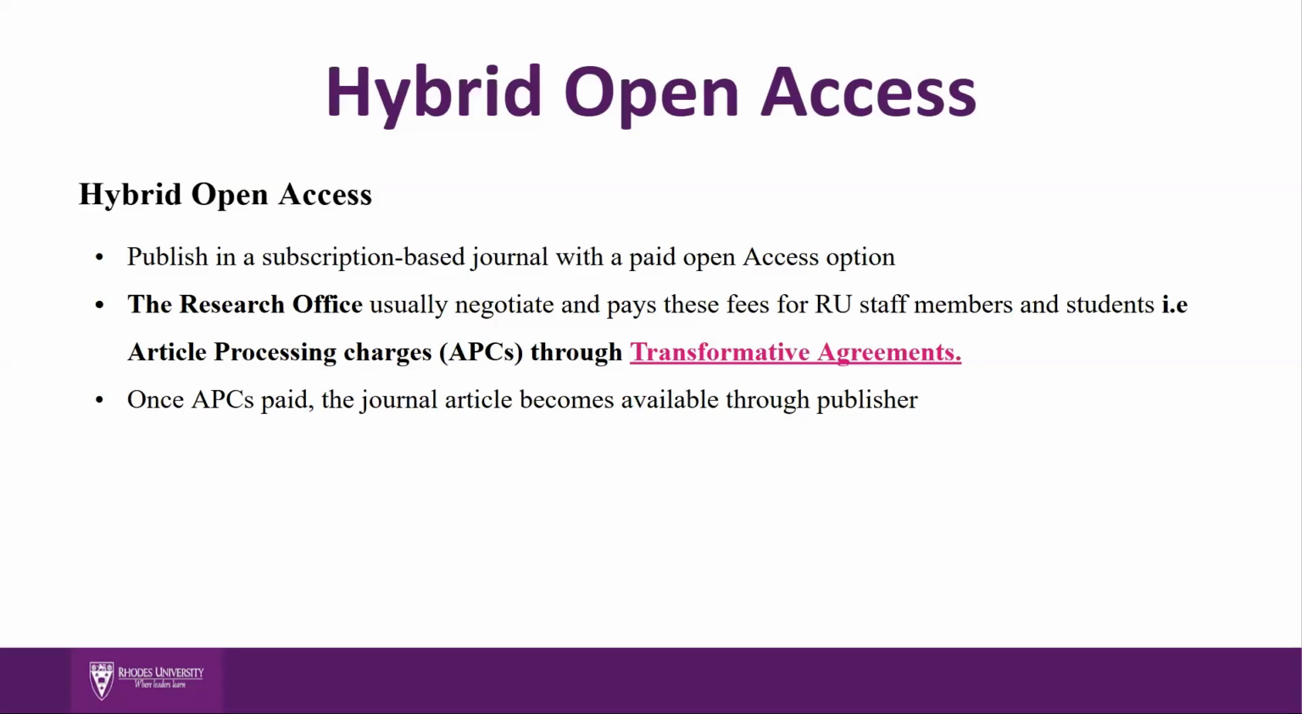The other open access publishing model that I will discuss is the hybrid open access. This is when a researcher chooses to publish in a subscription-based journal with a paid open access fee. For example, the research office will usually manage the fee through transformative agreements.